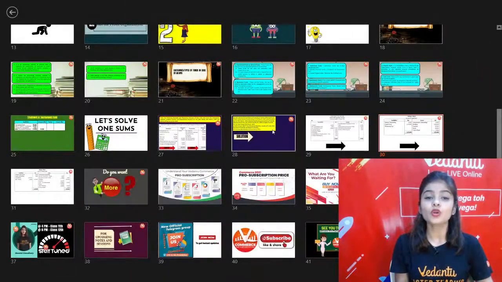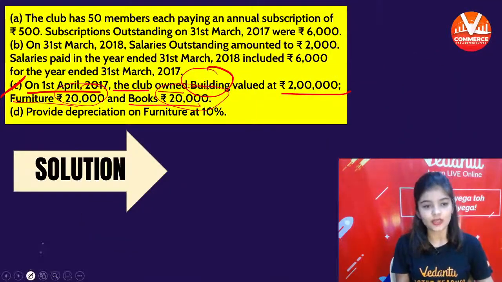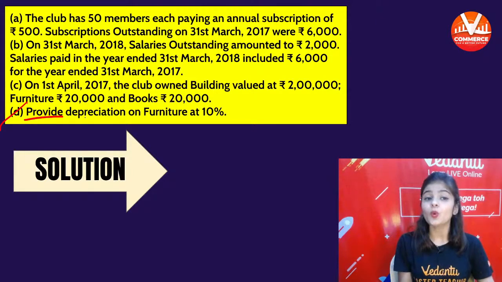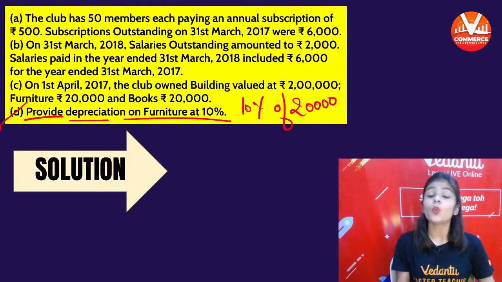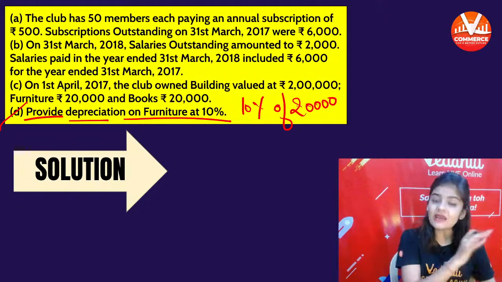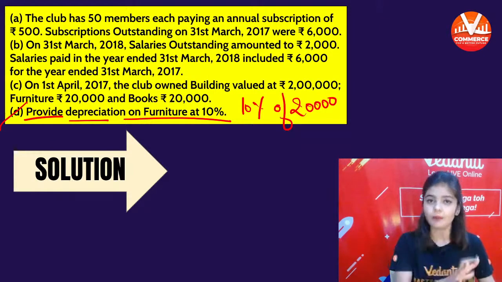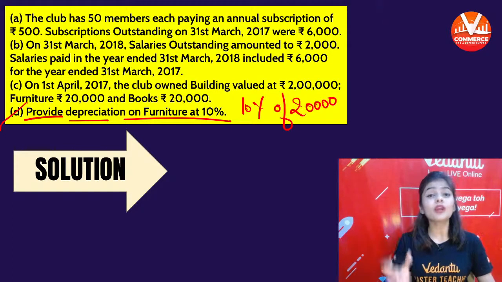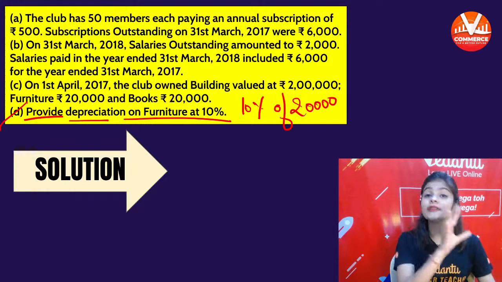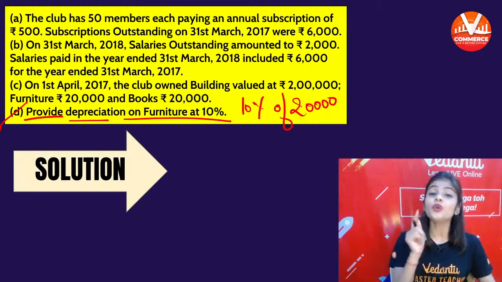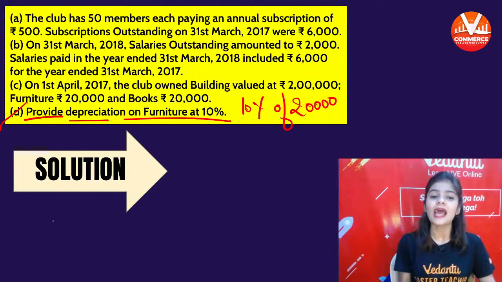Now we will go to the last point of the question. The last point is provide depreciation on furniture at 10%. So 10% of 20,000 will be 2,000 and it will be recorded in the income and expenditure account debit side because it is your expense. Depreciation is your expense. You will record in the income and expenditure account on the debit side. Also, you will subtract it from the asset.